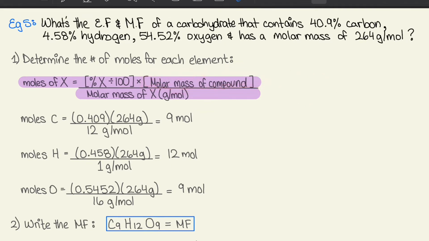So we're going to start off with moles of carbon, and we're going to convert the percentage that we were given, which was 40.9%, and make it into a decimal value.